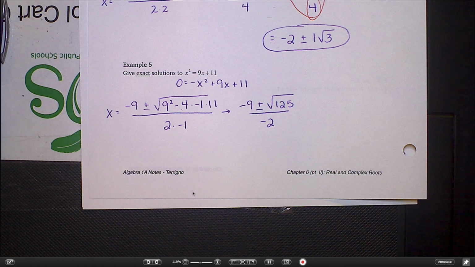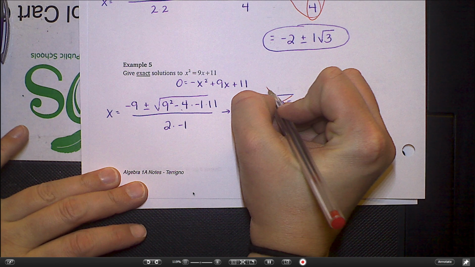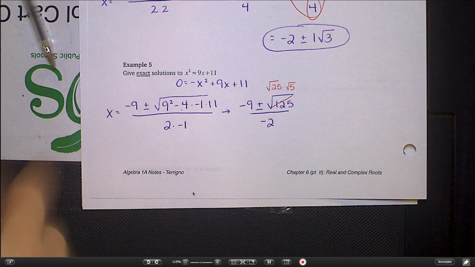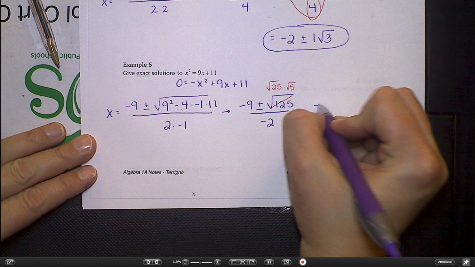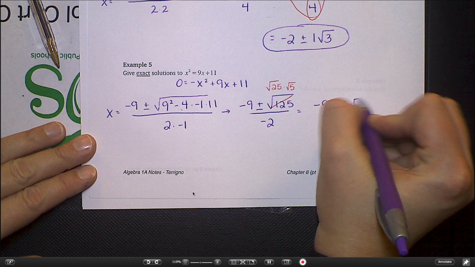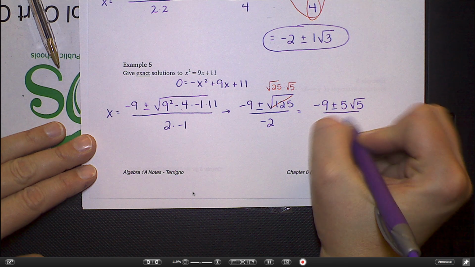What now? Christian, go ahead. Do you take the square root of 125 and make it the square root of 5 times square root of 25? I like that. Yeah, we need to break down that 125, right? And Christian's suggesting 25 and 5. Are we good with that? Okay, remember you're looking for a perfect square. So square root of 25 times square root of 5. So that's now going to be -9 plus or minus 5 times the square root of 5 all over 2.